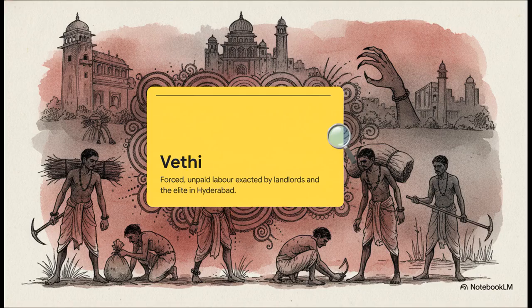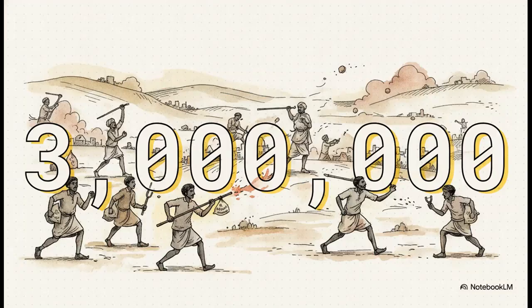At the exact same time, down south in the princely state of Hyderabad, anger was just boiling over against an oppressive system known as veti. So veti refers to gross forms of forced, unpaid labor exacted by landlords, who were known as doras, and the ruling elite under the Nizam. This system completely stripped peasants of their basic political and civil liberties. The resulting uprising against this system was staggering in its sheer size. 3 million people across 3,000 villages were involved in the Telangana movement. To put that into perspective, this became the biggest peasant guerrilla war in modern Indian history.